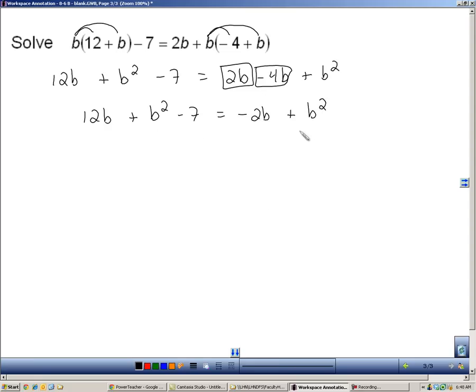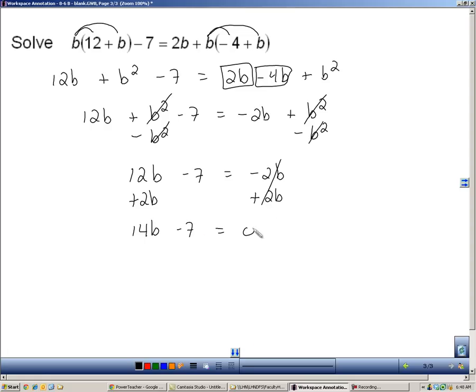Let's first collect the b squareds by subtracting. Hopefully you notice that they're going to cancel because they end up being 0. 12b minus 7 equals negative 2b. Move the one with the smaller coefficient. Negative 2 is smaller than 12. So I'm going to add it to make this a 0. So this will be 14b minus 7 equals 0 because we subtracted over here and got nothing.